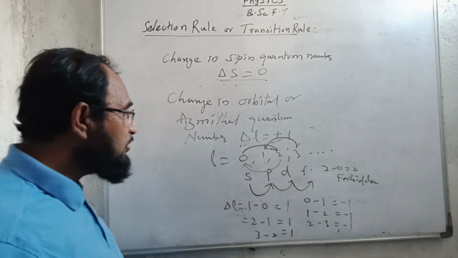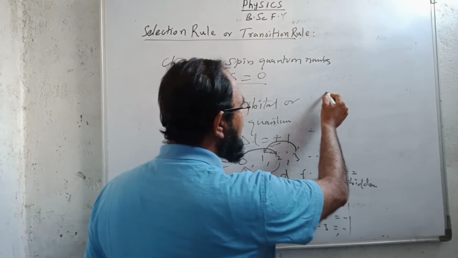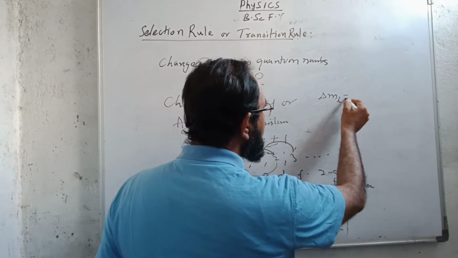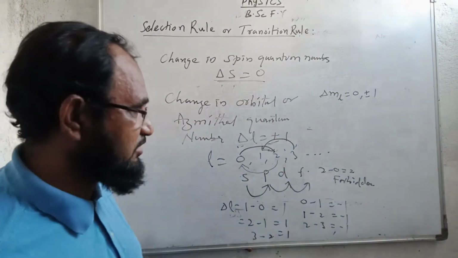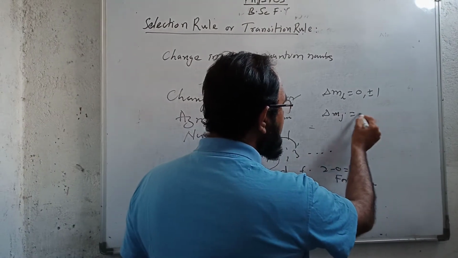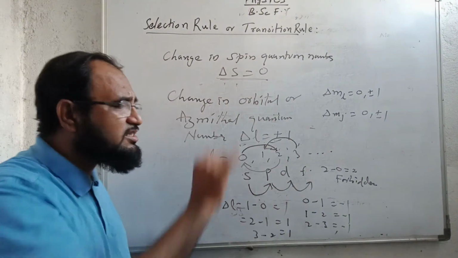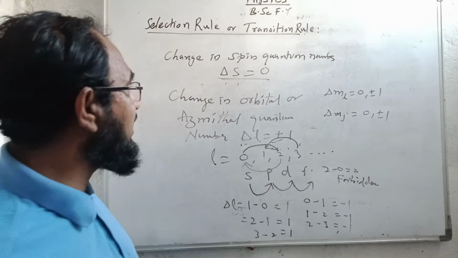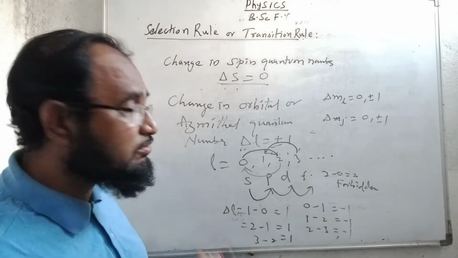So these are the two conditions, and for the magnetic quantum number, delta ML should be equal to 0 or plus or minus 1 for the allowed transitions. Similarly, delta Mj should be equal to 0 or plus or minus 1. When these conditions are satisfied, we say that these are the transition rules or the selection rules for the transition of the electron.